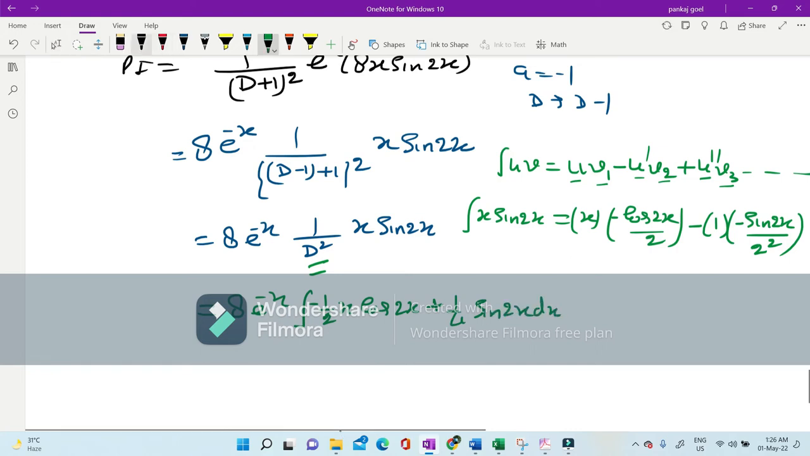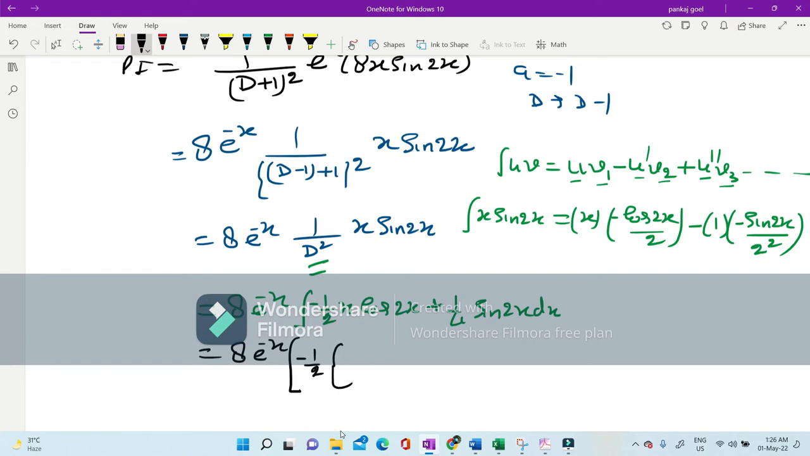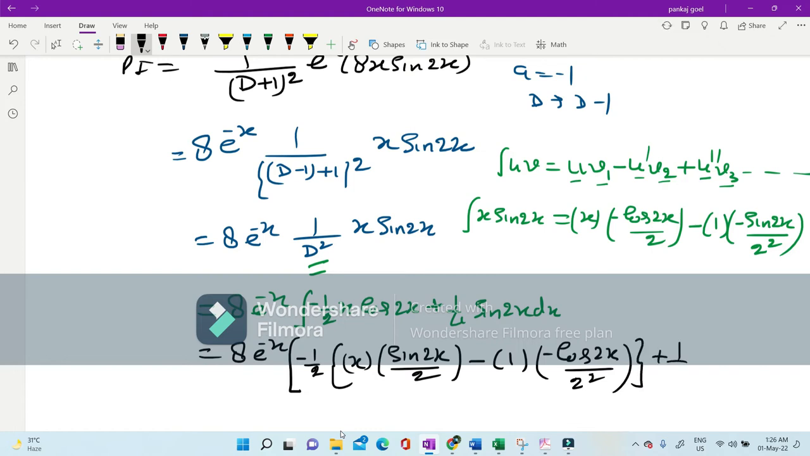Again integrate. If we again integrate, this is equal to 8 e to the power minus x. We integrate the first one with the same formula, so minus 1 by 2 and this is equal to x, first function, what will the integration of the second be, we have sin of 2x upon 2 minus the differentiation of x, 1, and its integration will be minus of cos 2x upon 2 square. Now come to this one, plus 1 upon 4 sin 2x, its integration will be minus of cos 2x upon 2. Solve this, we can get the answer of this one.